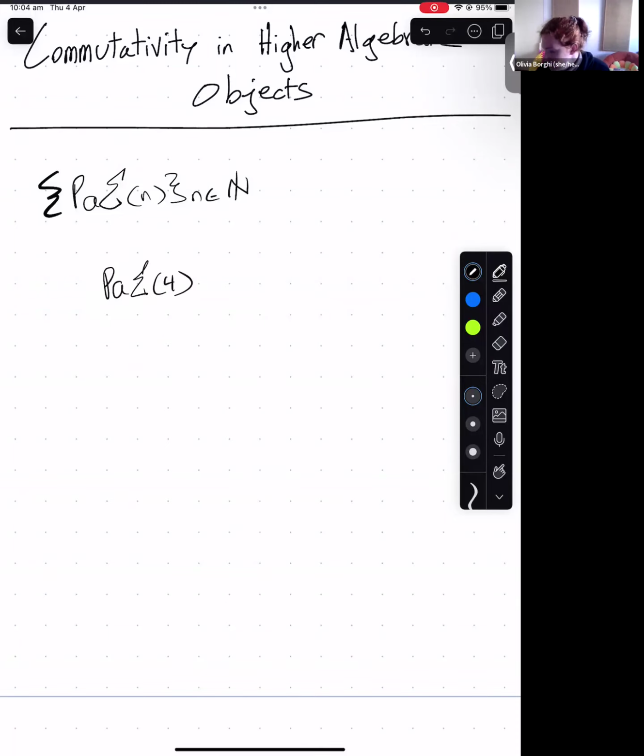The objects of this groupoid are what's called parenthesized permutations on 4 letters. So a given object looks something like this. I have, say, x1, x4, x2, x3. So I choose some permutation on 4 letters here, and then I choose some parenthesization of this. And you might want to think of the parenthesization as the order in which I'm multiplying things. As an example, it could be something like this.